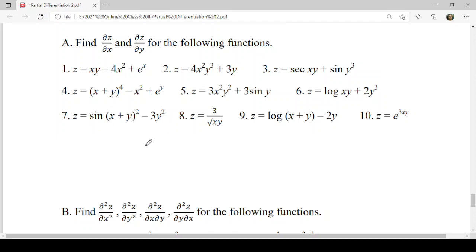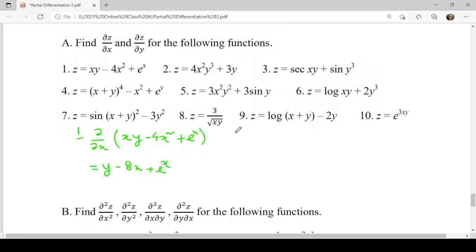So if we want to discuss, z is equal to xy. Number one, you have to find del z by del x. So number one, del/del x of xy minus 4x square plus e to the power x. So del/del x is with respect to x, so 1 is coming and y is remaining the same, minus 4x square, it is minus 8x, and plus e to the power x is e to the power x. So this is del/del x.